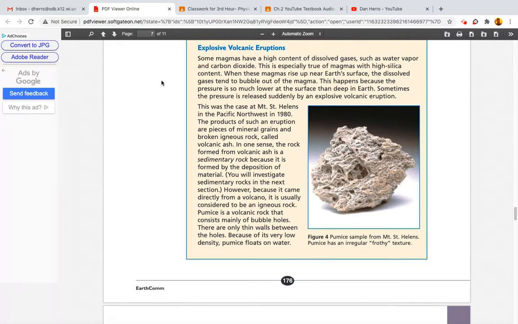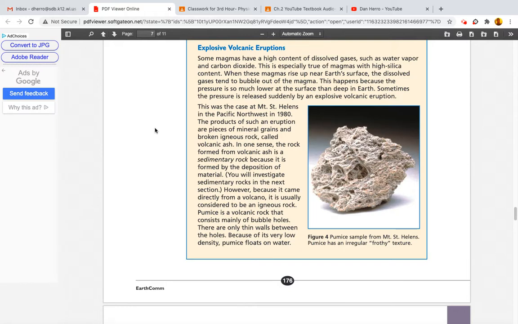Some magmas have a high content of dissolved gases, such as water vapor and carbon dioxide. This is especially true of magmas with high silica content. When these magmas rise up near the Earth's surface, the dissolved gases tend to bubble out of the magma. Look, you can see that here. You can see where the gases bubbled out, but we'll get to that in a little bit. This happens because the pressure is so much lower at the surface than deep in Earth. Sometimes the pressure is released suddenly by an explosive volcanic eruption.